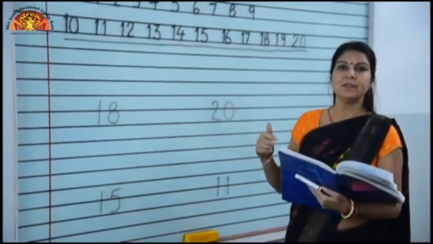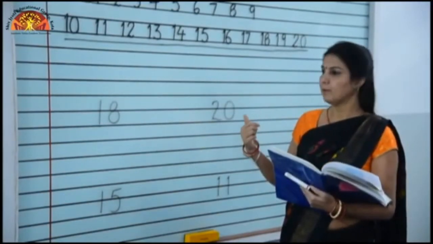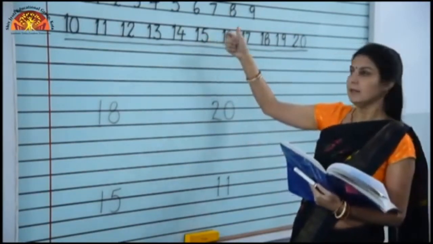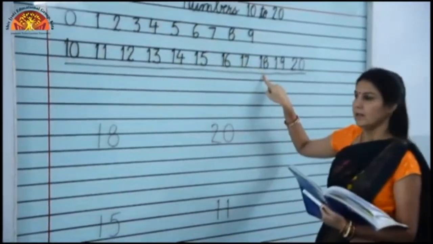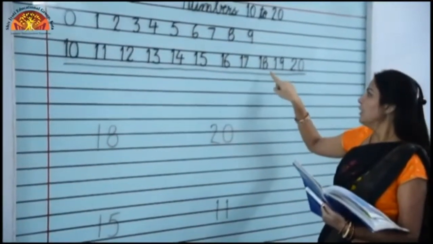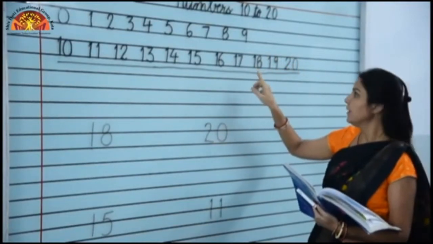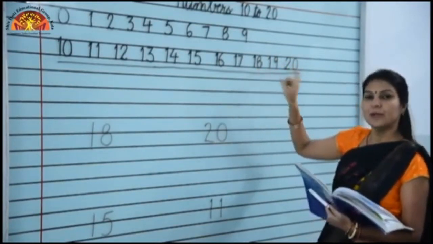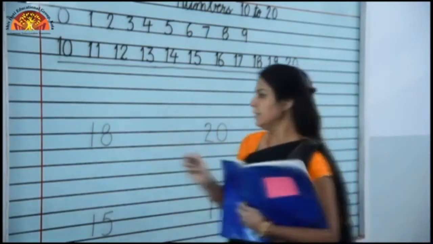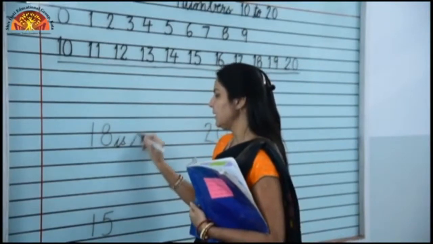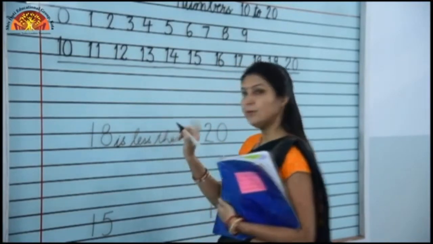Children, you know the number which is closer to 0, that will be smaller, and the number which is farther from 0, that will be bigger. Here look at the counting. 0 is written here and 18 is written here and 20 is written here. So, between these 2 numbers, which number is closer to 0? 18 is closer to 0, so it will be less than 20. So 18 is less than 20.